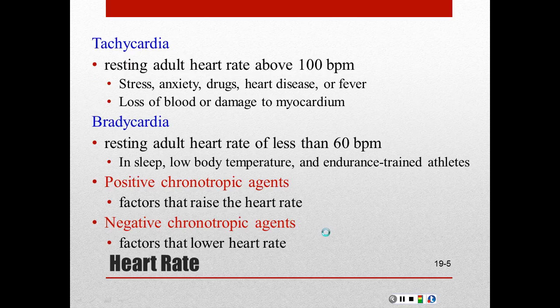Now, tachycardia. This is a persistent resting adult heart rate above 100 beats per minute. It can be caused by stress, anxiety, drugs, heart disease, or fever. Now, heart rate also rises to compensate for a drop in stroke volume. So the heart races when significant blood has been lost or the myocardium has been damaged. Now, bradycardia is a persistent resting adult rate below 60 beats per minute. It is common during sleep and in endurance trained athletes.